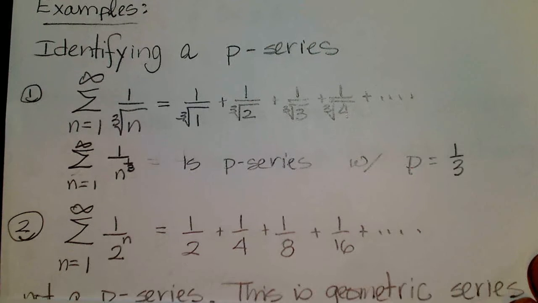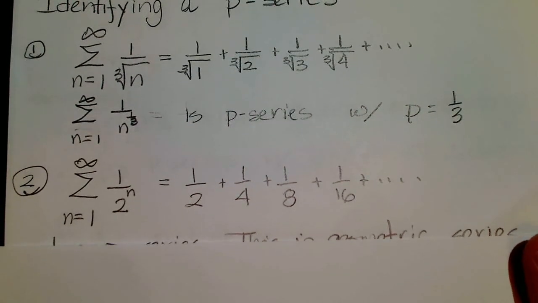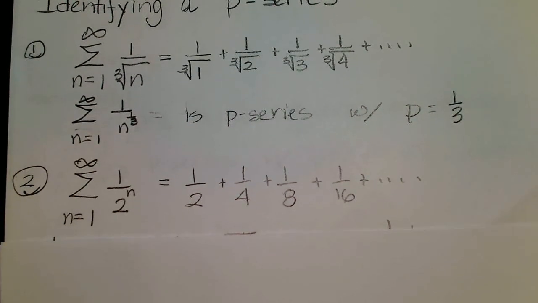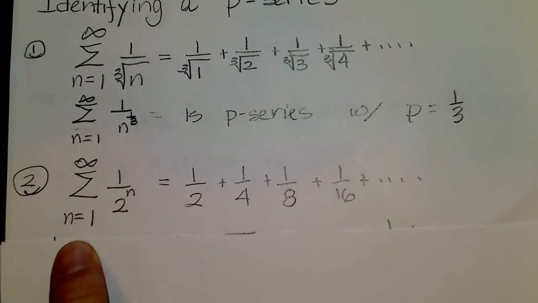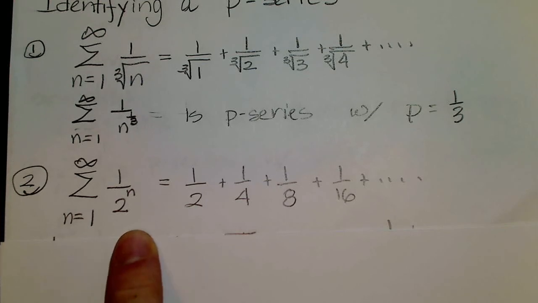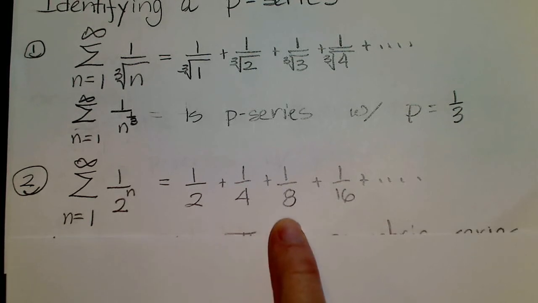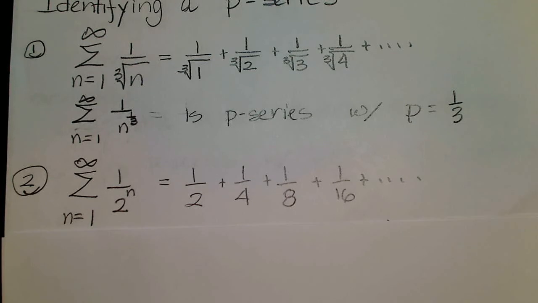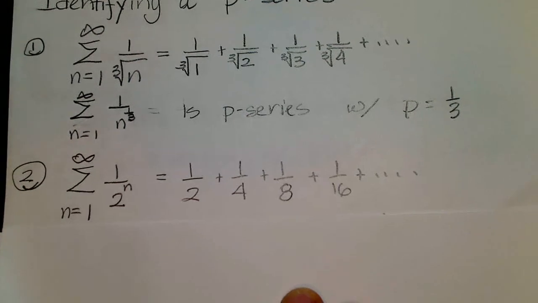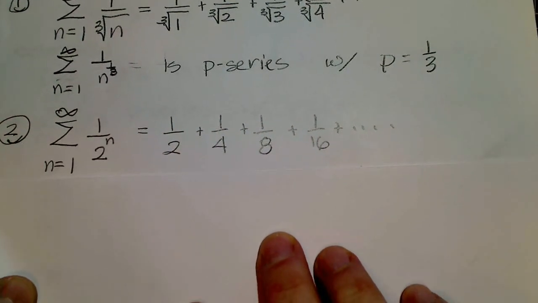Okay, next we see a series that we've been working with a lot, and that is the sum n goes from 1 to infinity of 1 over 2 to the n. We've seen this one over and over again in previous sections. So we have 1/2 plus 1/4 plus 1/8 plus 1/16. So we know this series, but look at what's changing.